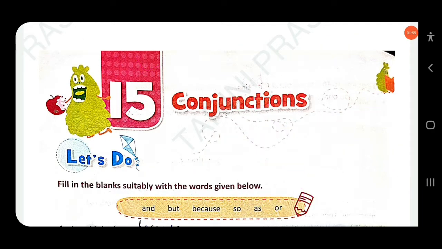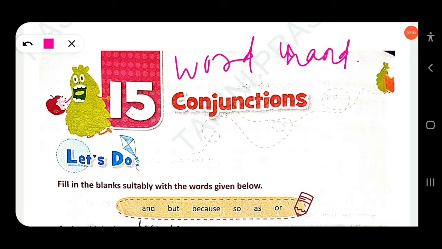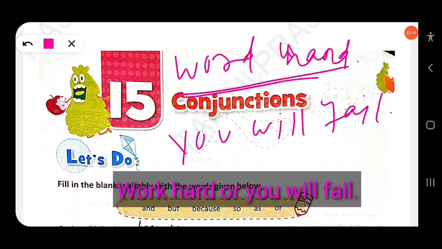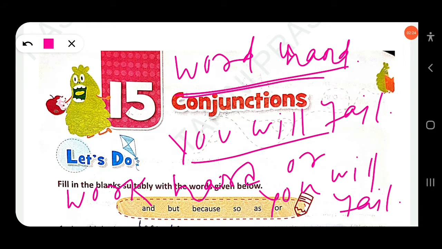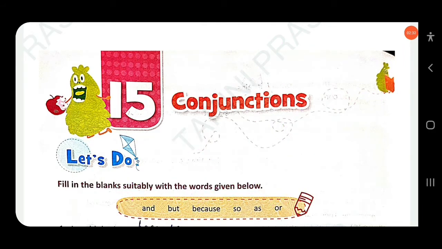Similarly, take another example. Work hard, you will fail. Here there are two sentences, so you have to join the two sentences into one by using a conjunction. Work hard or you will fail. In this way we join the sentences and also words.